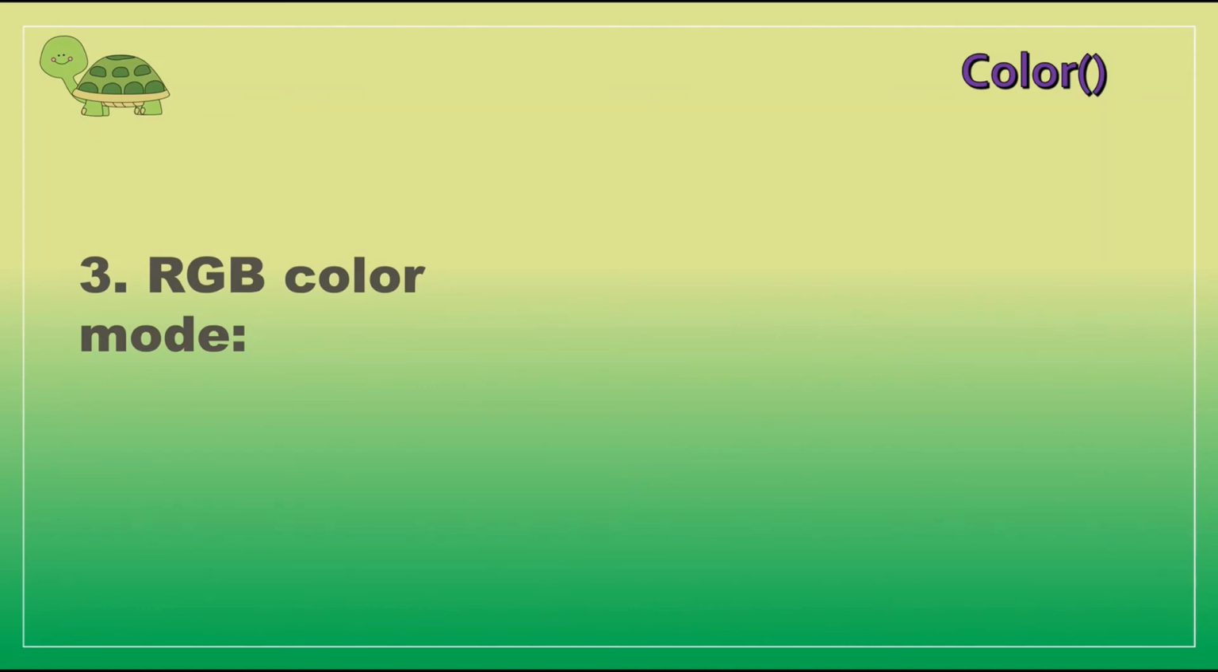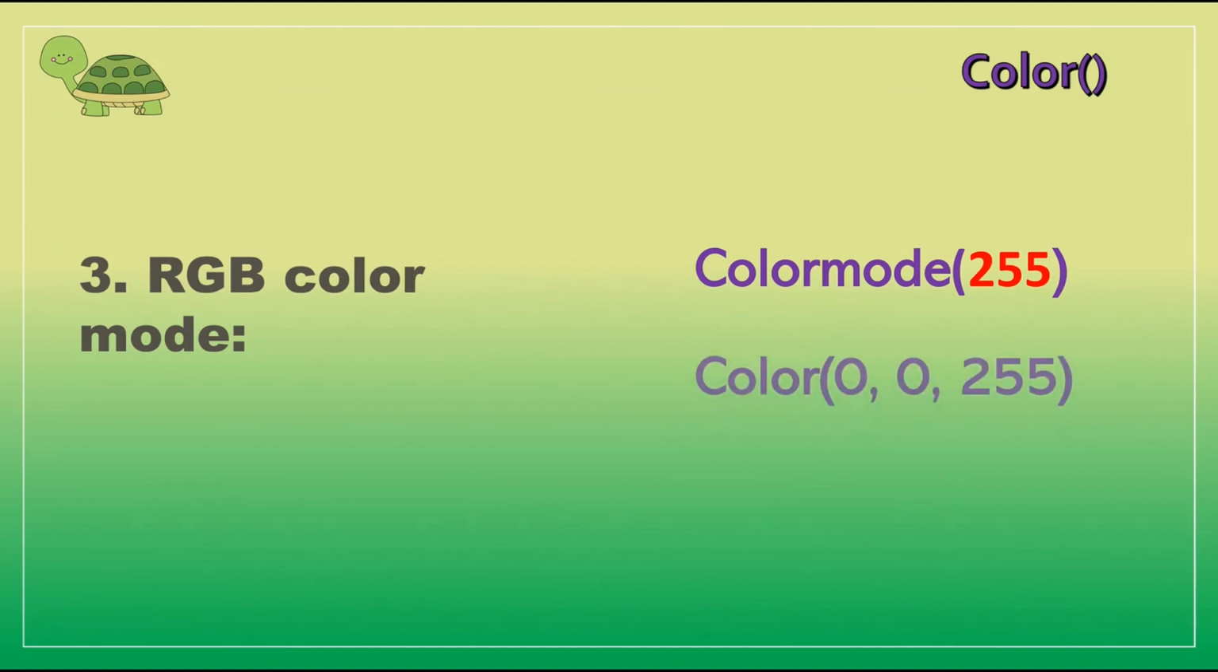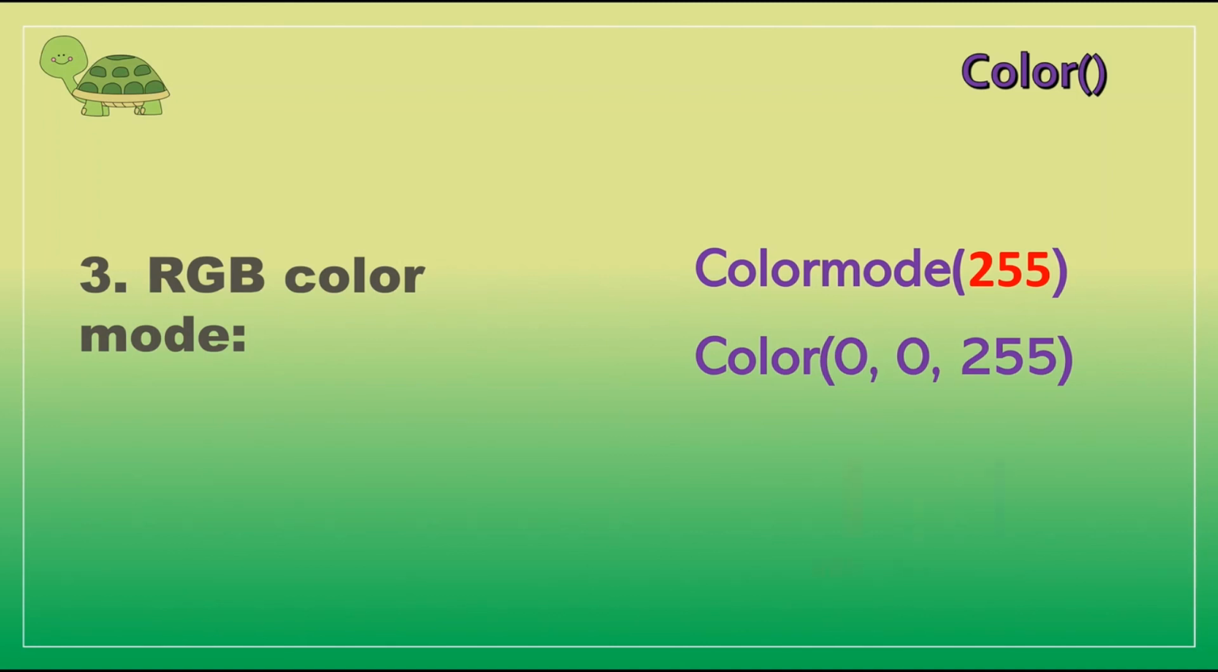The last way is to use the RGB colors. Unfortunately, this has two steps. First step is to set the color mode to 255. And 255 is used because it is the maximum value of the colors that the turtle can take. The color command then takes three different parameters. The first one is red, the second is green, and the third is blue, which is why we call it RGB. Again, you can find these values on the internet.